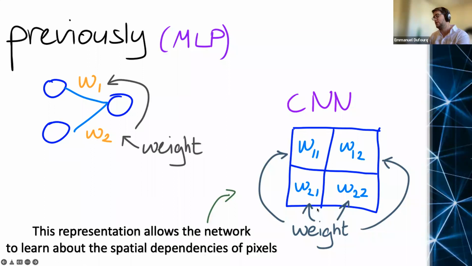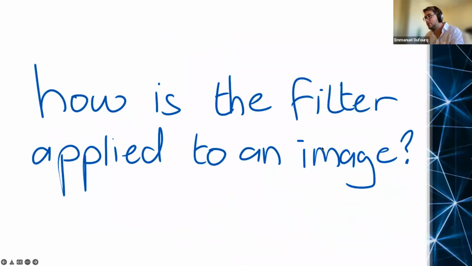And the nice thing is that this representation allows us to create filters that become spatially independent of the location of what we're trying to find. So how is the filter applied to an image? This is probably the one takeaway message that I would like you to take from this lecture.